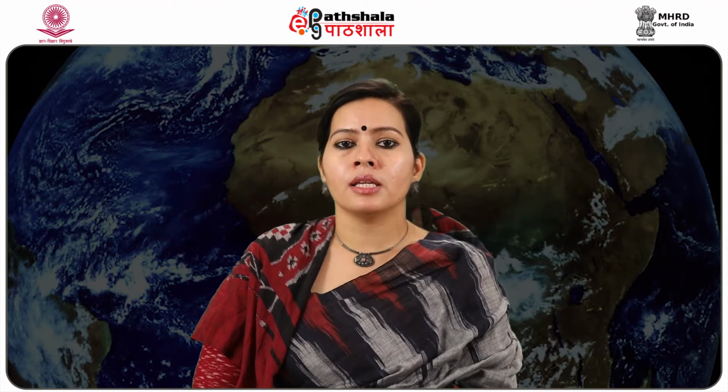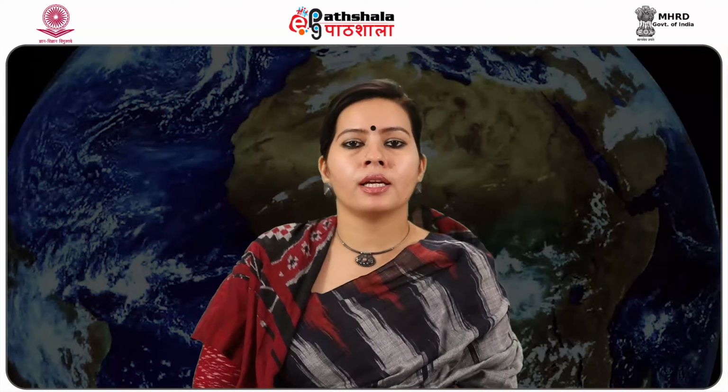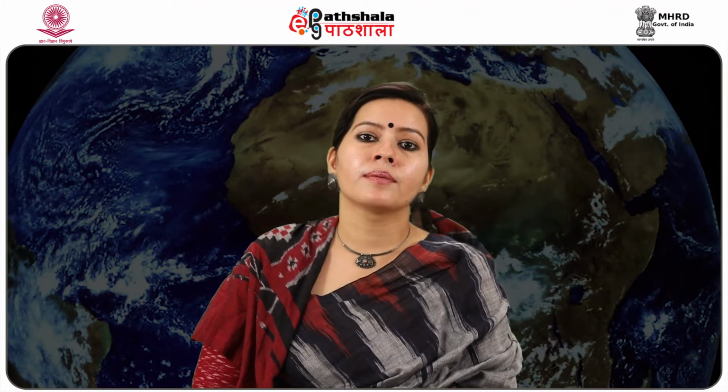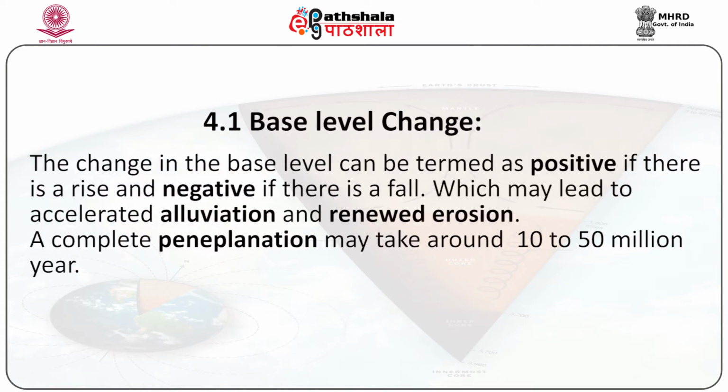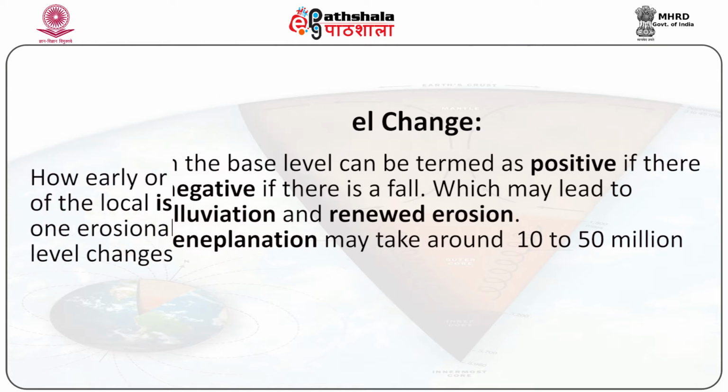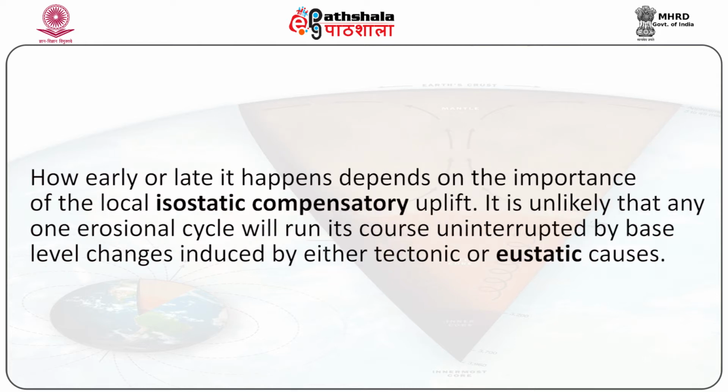There are various reasons due to which rejuvenation happens or there is interruption in the cycle of erosion. First is base level change. The change in the base level can be termed as positive if there is a rise and negative if there is a fall, which may lead to accelerated elevation and renewed erosion. A complete peneplanation may take around 10 to 50 million years. How early or late it happens depends on the importance of the local isostatic compensatory uplift.